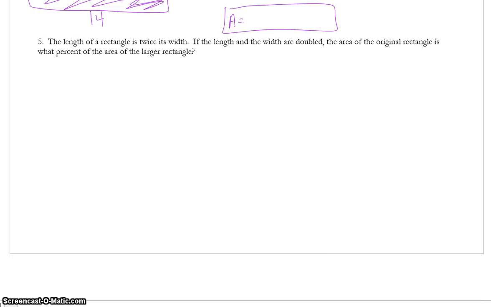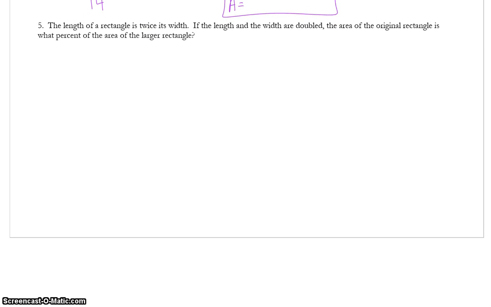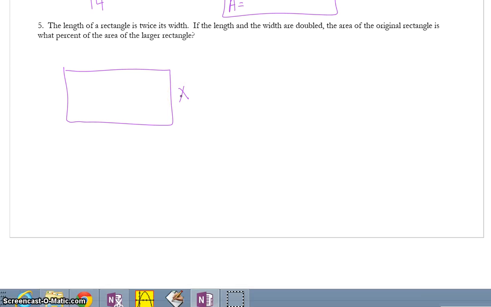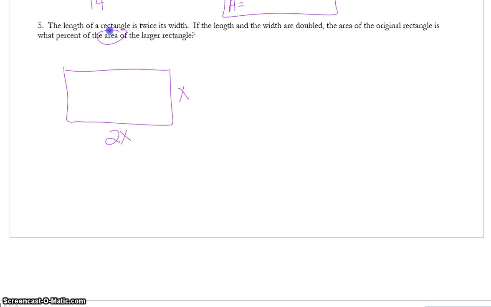Okay, number 5, last one. The length of a rectangle is twice the width. Again, we're going to start by a picture. We don't know what the width is, so let's call it x. And we don't know what the length is, but we do know that it's twice the width, so we're going to call this 2x. And it says we're going to deal with area here. So area is just length times width. So 2x times x, we know that x times x is x squared, so this area is 2x squared.